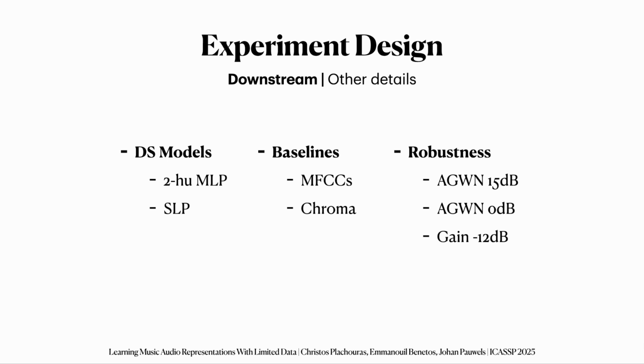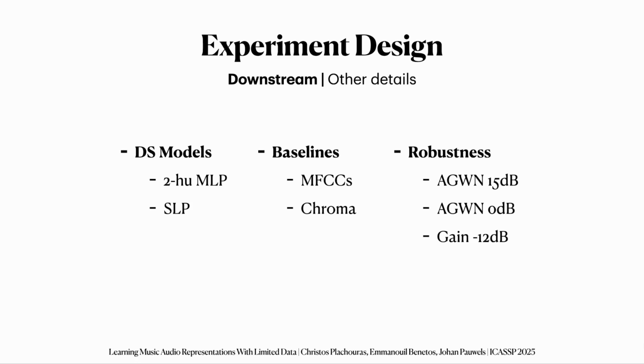There are some other details that are covered in more detail in the paper and the online repository, but we wanted to test how different downstream models would affect how much performance is recoverable from the representations. So we use a 2-hidden unit MLP and an SLP. We also compare the models to handcrafted features that have been widely used in MIR, so MFCCs, mel frequency cepstral coefficients, are generally used as descriptors of timbre or the quality of sounds, and chroma is used to represent the salience of different pitch classes in the audio.